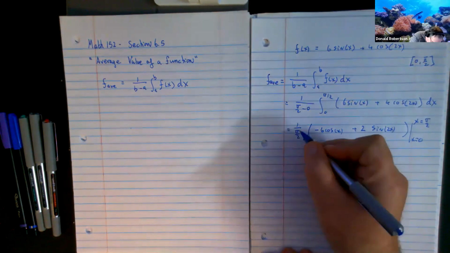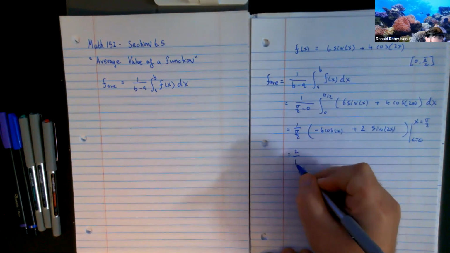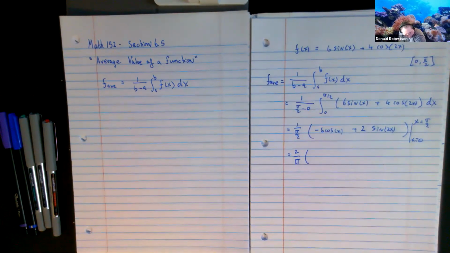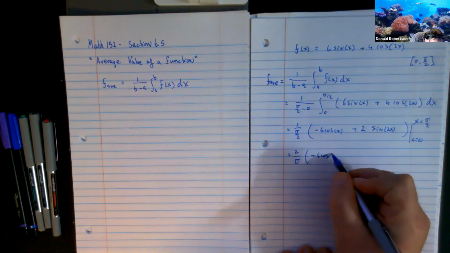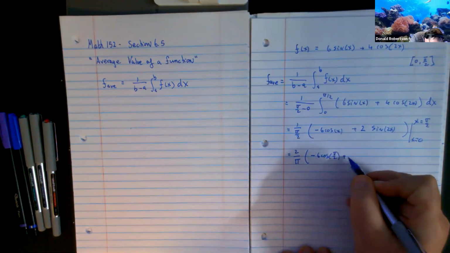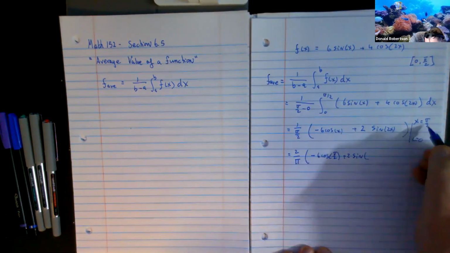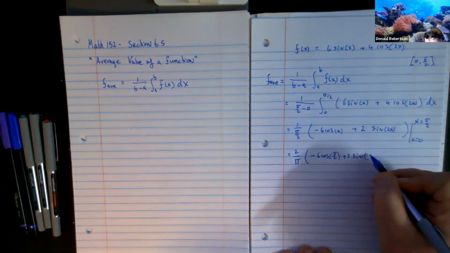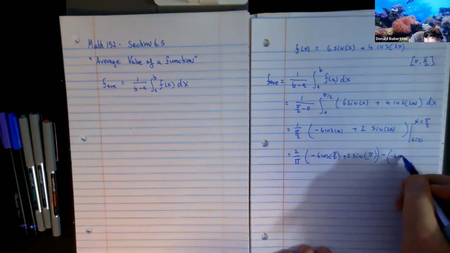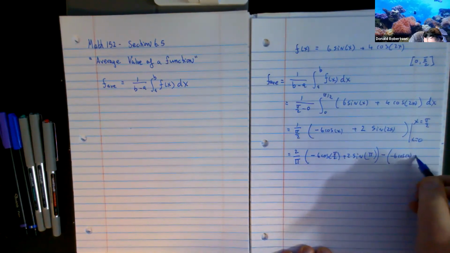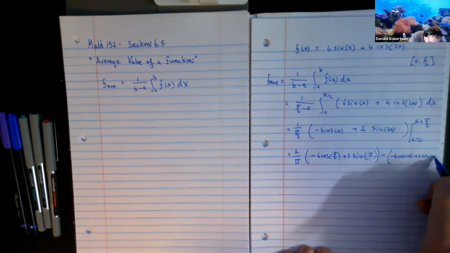Okay. Now, 1 over pi upon 2 is really not good. Are you okay with 1 over a fraction being the same as its reciprocal? So 1 over pi over 2 is the same thing as 2 over pi. Now, this is going to be negative 6 cosine of pi upon 2 plus 2 lots of the sine. Well, 2 of them gets you pi, so it's actually sine of pi. Take away negative 6 cosine of 0 plus 2 times the sine of 0.